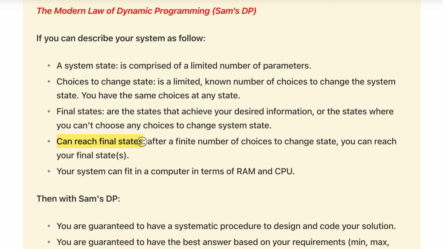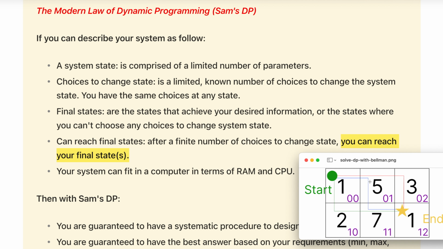Can reach final states. After a finite number of choices to change the state, we can reach our final states. That's easy to understand with this problem. As you can see, if we keep moving, eventually we're gonna go out of the map or reach the end state, which is the destination 1, 2 that we want. So in our problem here, we can reach final states.